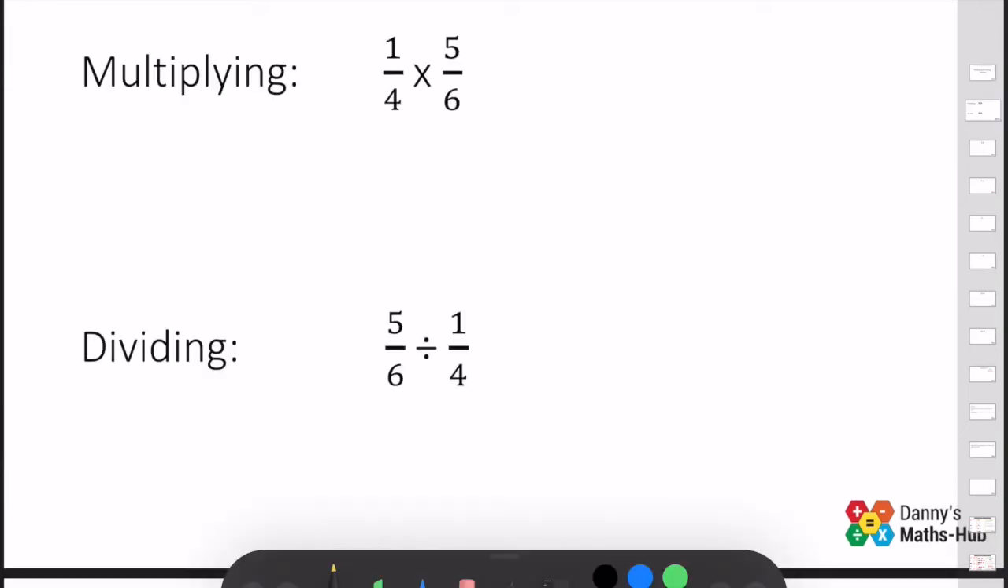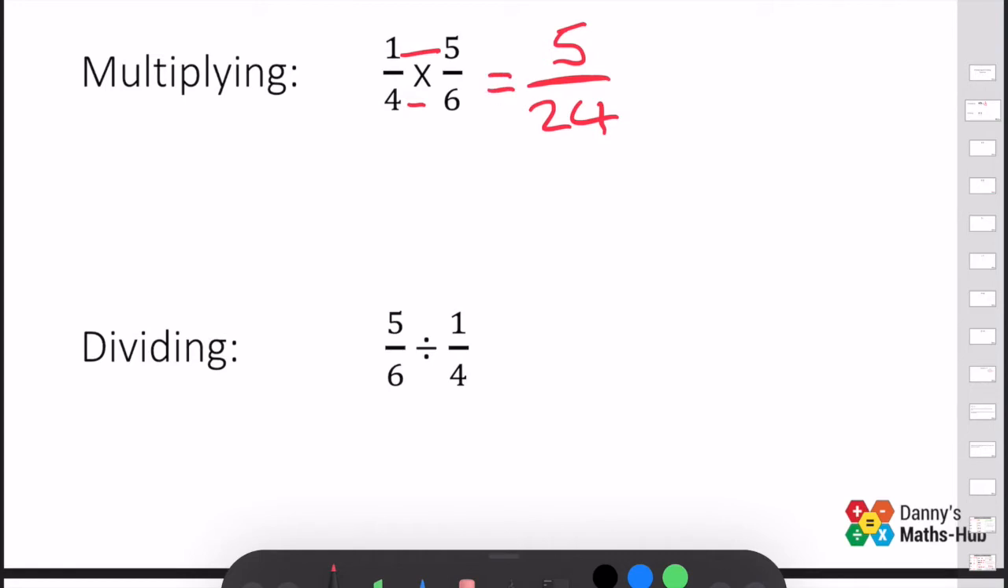So now, when multiplying fractions, it's really quite nice and easy. In this situation, we can simply multiply the top two. So 1 times 5 is 5. And we can multiply the bottom two. So we can multiply our numerators and multiply our denominators. 4 times 6 is 24. Now, we check to see if we can simplify our answer, which we can't. So 1/4 times 5/6 is 5/24.